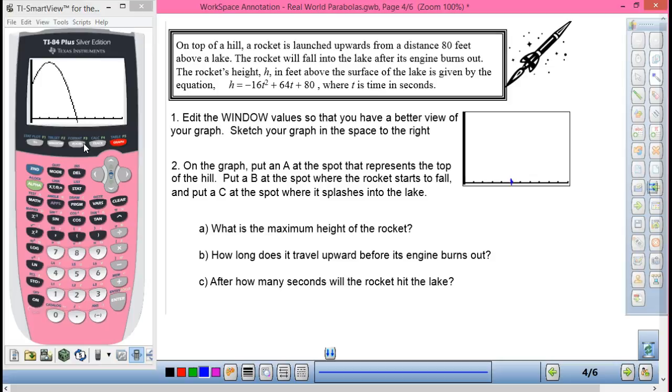All right. It wants an A at the spot that represents the top of the hill. Now, is the top of the hill the top of my parabola? Really? Okay, so read the problem. It says, on the top of the hill, a rocket is launched upwards. So think about where the top of your hill is. They want an A at the top of your hill.